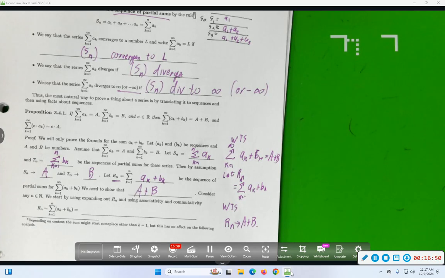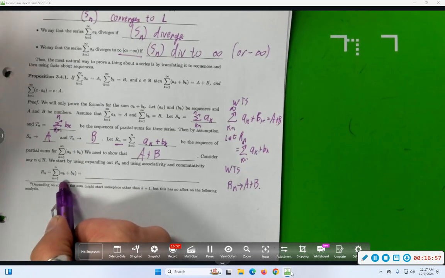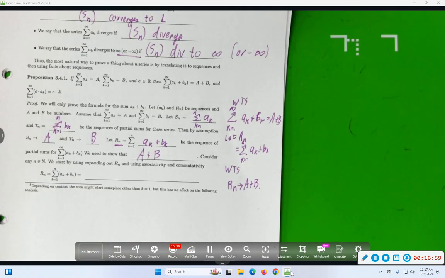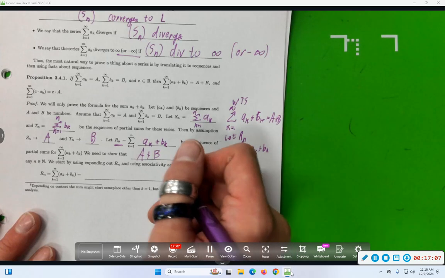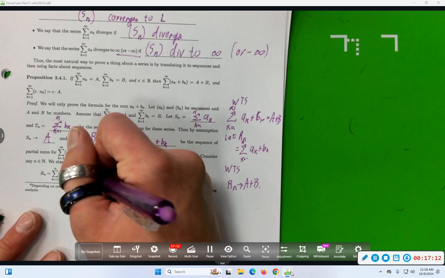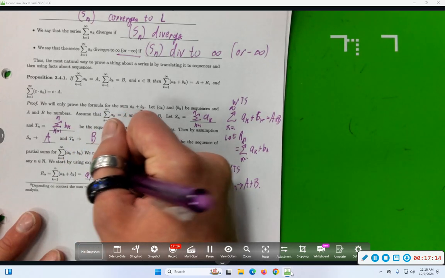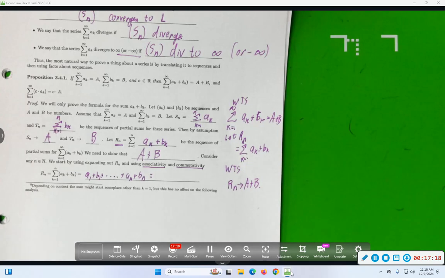Does that seem like it should actually be pretty straightforward to do? Yeah, because now we have a finite sum. Rn is the sum of just the ak's plus the bk's. Since that's now a finite sum, could I just put all the ak's together? Yeah, so maybe we'll do that. I'm using associativity and commutativity. There it is, just with the dots.